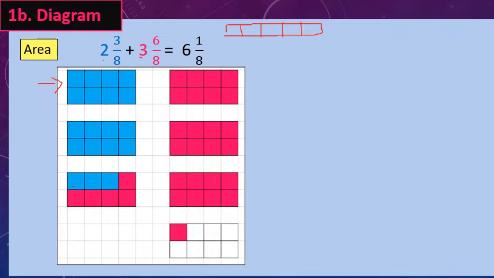And here I've got 1, 2, 3 wholes, and I've actually put 5 of the 8s here, and the remaining 1/8 from the 6/8 here. So now my total is 1, 2, 3, 4, 5, 6 wholes and 1/8 down here. Now make sure that you still represent this as a whole, but only shade in the 1/8.